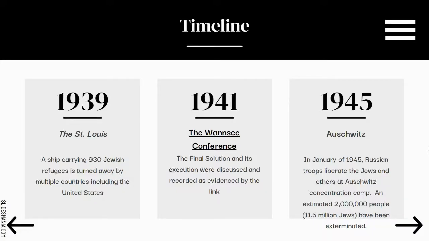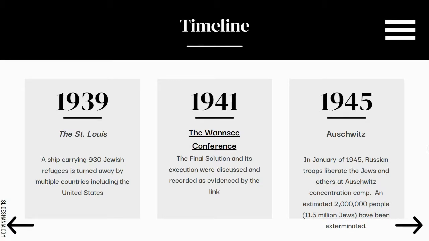Finally, in 1945, arguably the most notorious concentration camp, located in Auschwitz, is liberated by Russian troops. A couple of things to make note of. Auschwitz is not in Germany. Auschwitz is in Poland. So as the Germans and Hitler make their way east in World War II, they end up planting a lot of concentration camps in Poland.